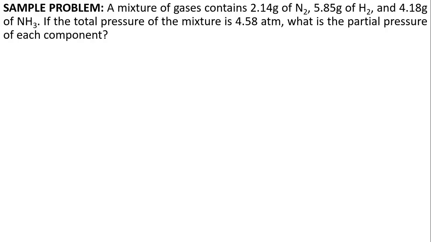A mixture of gases contains 2.14 grams of nitrogen, 5.85 grams of hydrogen, and 4.18 grams of ammonia. If the total pressure of the mixture is 4.58 atmospheres, what is the partial pressure of each component? For this problem, we are asked to get the partial pressure of each component, not the total pressure. Since we're dealing with the number of moles and we're given the number of grams, we have to convert this to moles. So the first step will be to determine the moles of each gas.